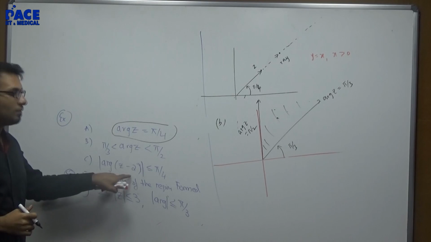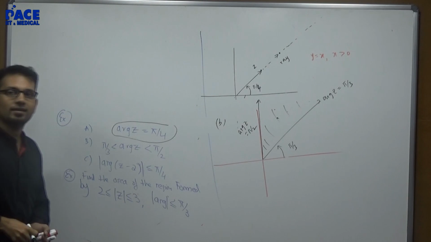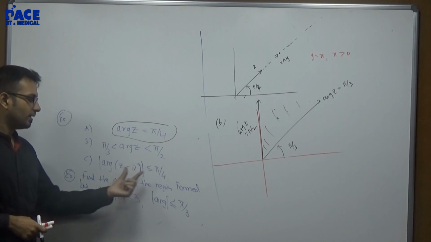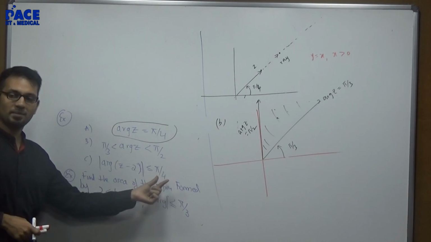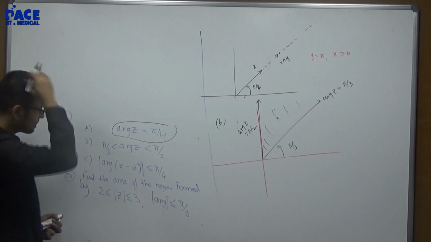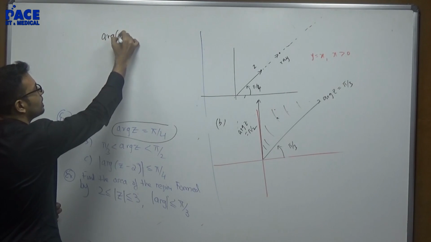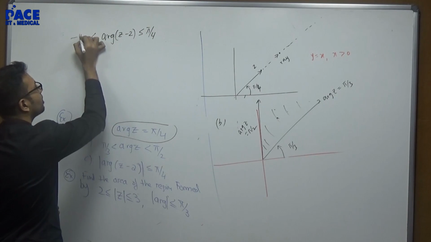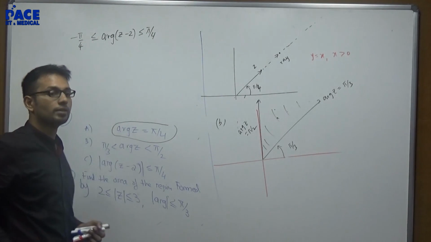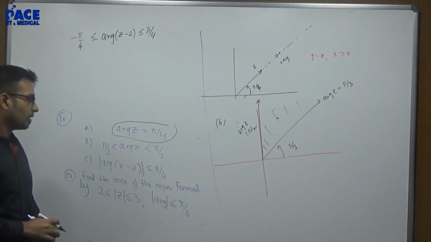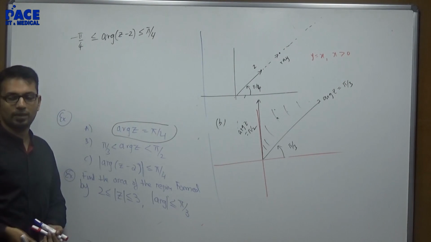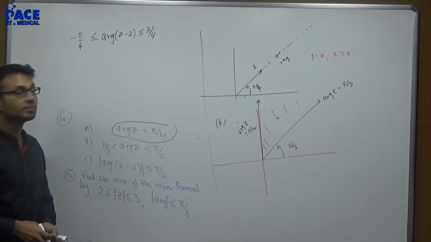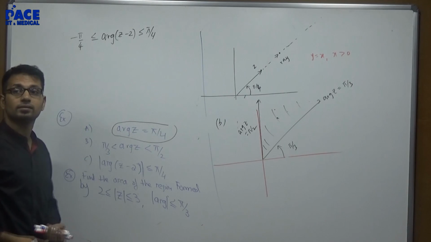Okay. C वाला. अच्छा. Now ये जो है, if mod of argument is less than pi by 4, then I can say that argument of this quantity will lie between pi by 4 and minus pi by 4. This you have done in your chapter inequations. Mod x is less than 1, x lies between minus 1 and 1. Now ये इसका क्या करूँ मैं? How do I calculate the locus?